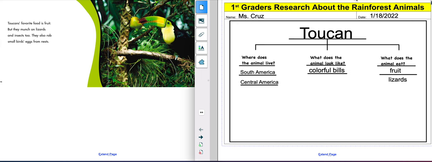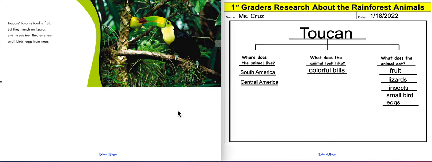Write it and then you underline it. They eat insects. And it says that they eat small birds' eggs. Small bird eggs. So after I write the whole thing, then I underline it.